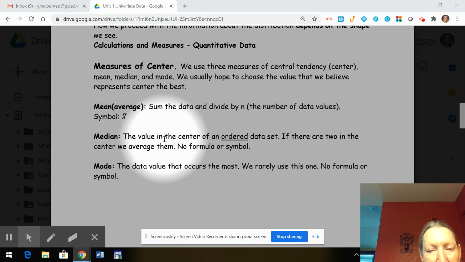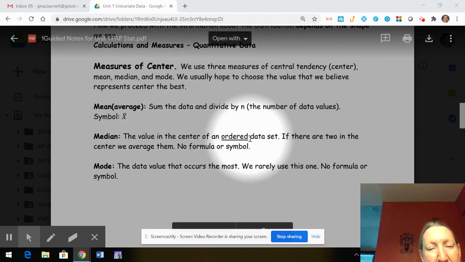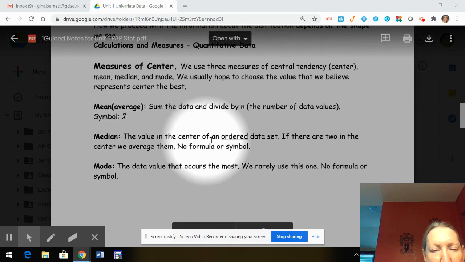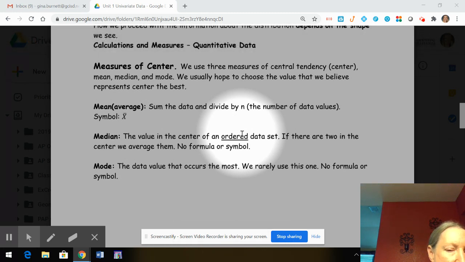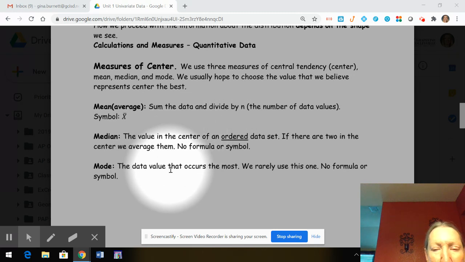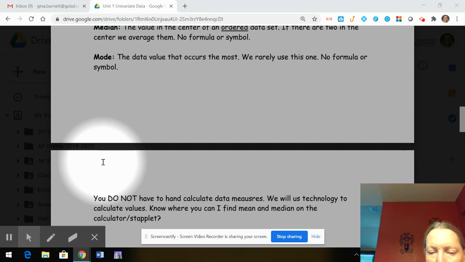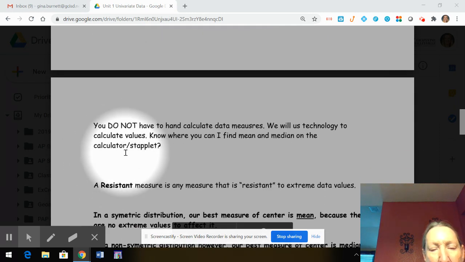The median is the value in the center in an ordered list. So think about the median in a road. It's the same idea. It is in the middle when I put things in order, either ascending or descending order. It doesn't really matter. It's the value in the middle. There's no symbol. There's no formula. You just have to pick it out. But once again, software is going to do that for you. The mode is the most popular item. We don't really use that very much, and it comes up every once in a while, but we're not that interested in mode. Okay, so those are our values of center.